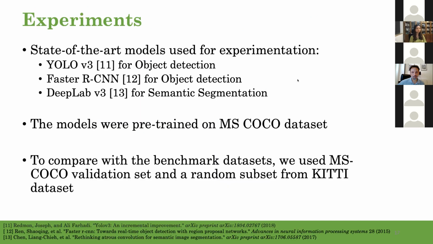To test this data set on benchmark models, we selected YOLO v3 and Faster R-CNN for object detection, and DeepLab v3 for semantic segmentation. These models are pre-trained on the MS COCO data set. We also took the MS COCO validation set, as well as a random subset of the KITTI data set validation set, to compare our results with them.